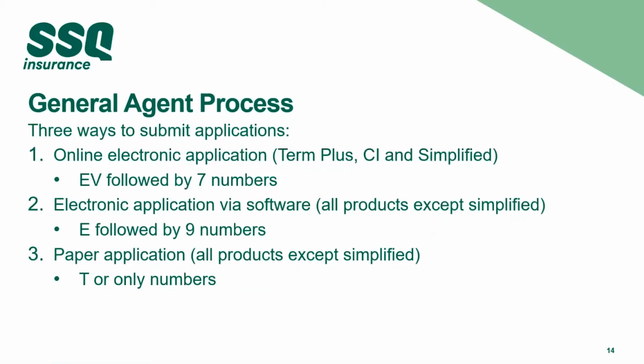So in order for you to identify the product, you can either consult the application in PDF or in Ingenium. Advisors can still use the electronic application via the software. The application numbers are identified with an E followed by 9 numbers. And if it's a paper application, well, it's identified with numbers only at the top right of the pages. And if the PDF fillable version, the application starts with a T followed by numbers.